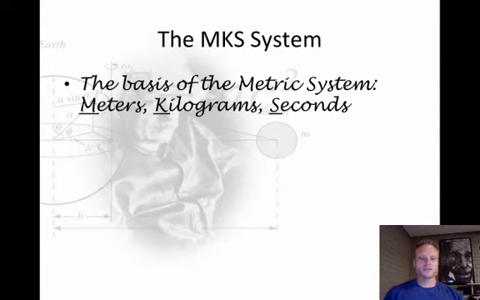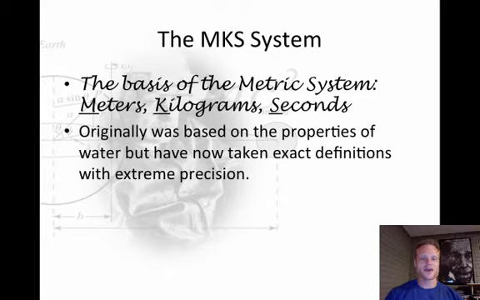The metric system has three basic units, and that is meters, kilograms, and seconds. Originally, the metric system was based on the properties of water, but now they've taken on much more extreme definitions to be more precise. And I'll talk a little bit about those. You don't really need to know each of the pieces that make it more precise, but just so you have some background information on where this is coming from.